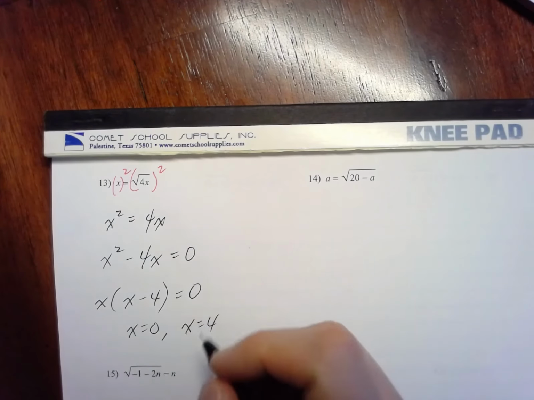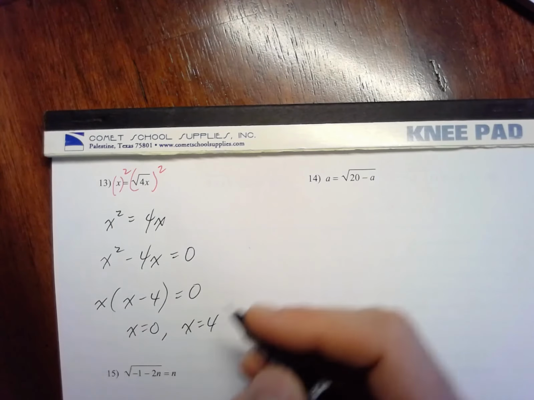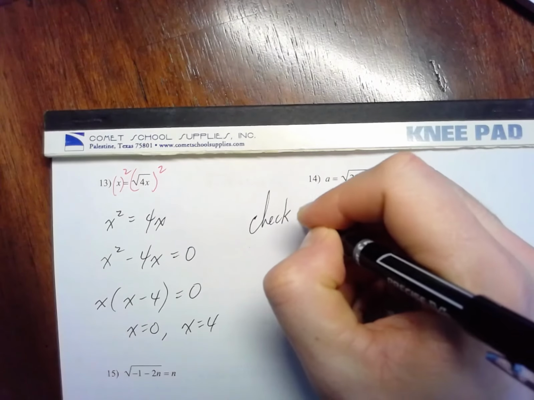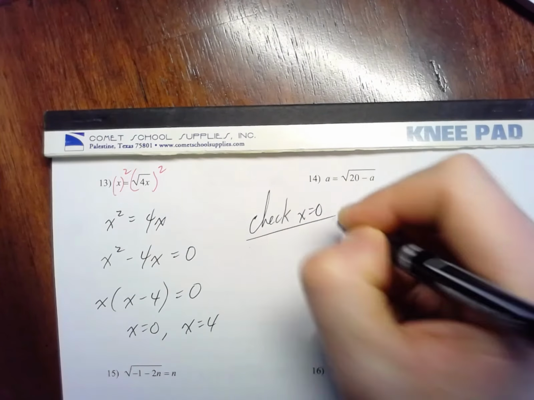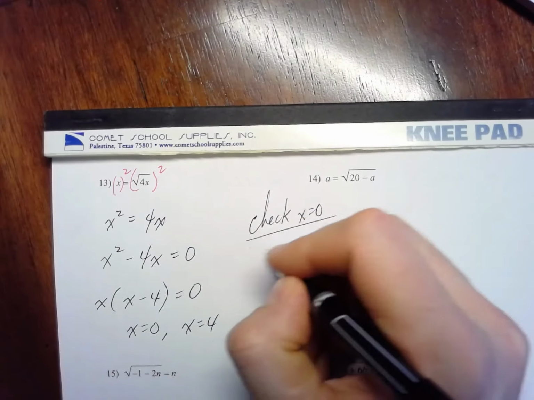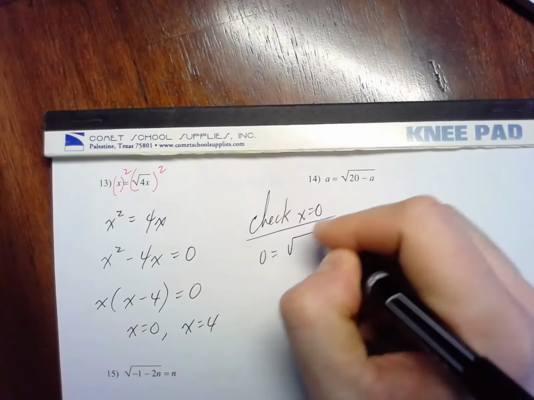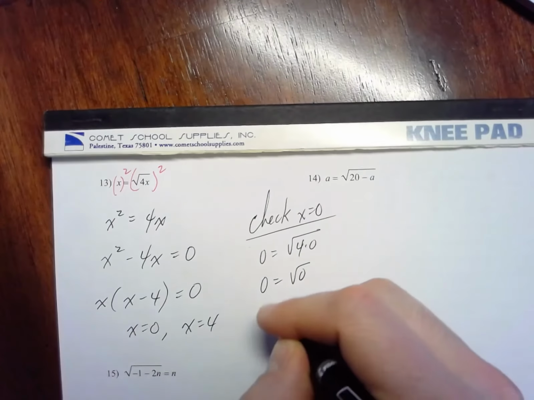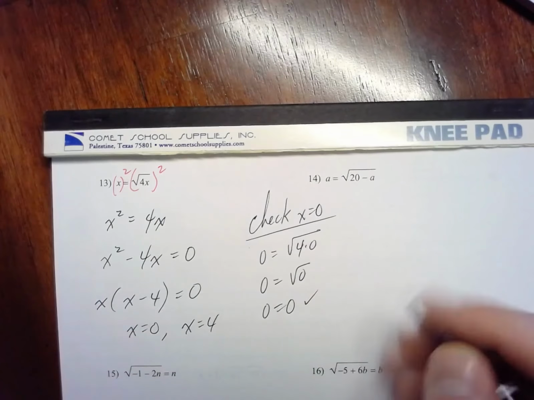So if we plug both of these in, let's check x equals 0. Then we go to the original equation. Okay, so this is going to be 0 equals the square root of 4 times 0. 0 equals the square root of 0. 0 equals 0 is good.